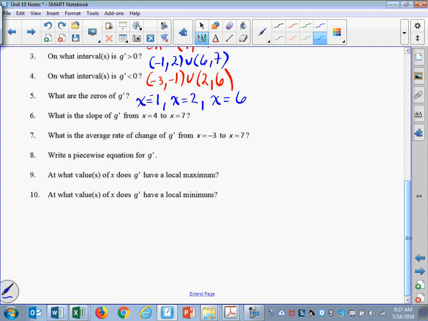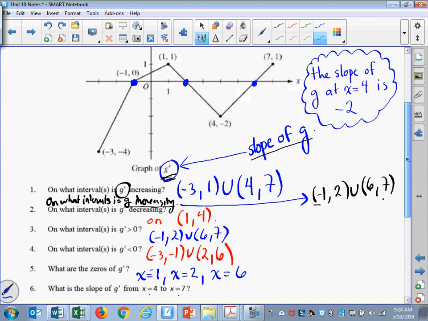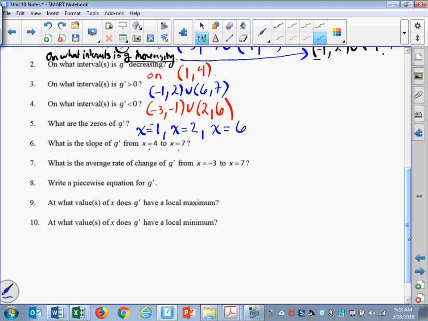The slope of g prime? Well, let's have a look up here. So we're from 4 to 7, so we rise and run. The rise from -2, count up, 1, 2, 3. So we rise up 3 and we run 1, 2, 3. So the slope is just 1. They say, what is the slope of g prime? So we'll say the slope of g prime on 4 to 7 is 1.